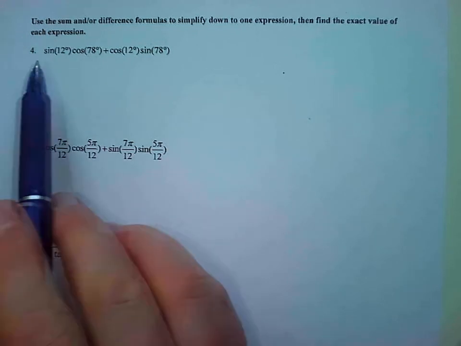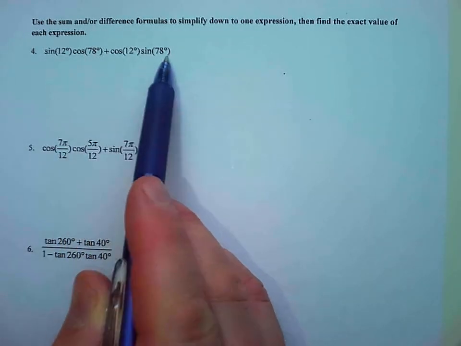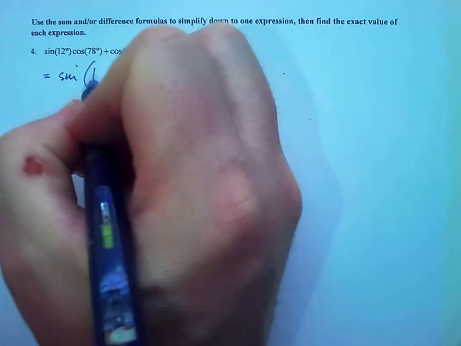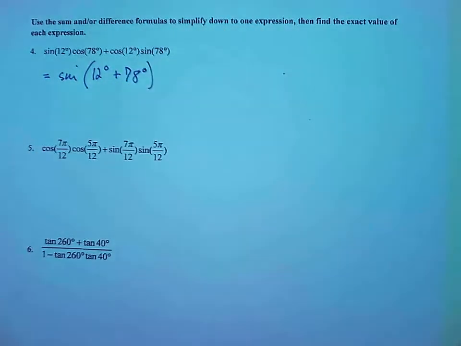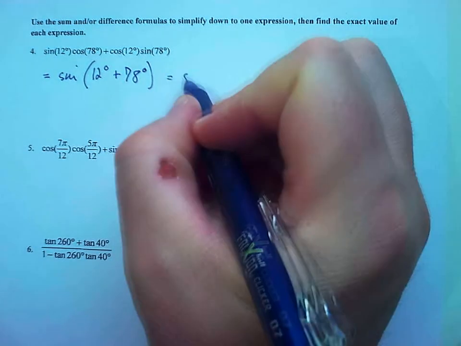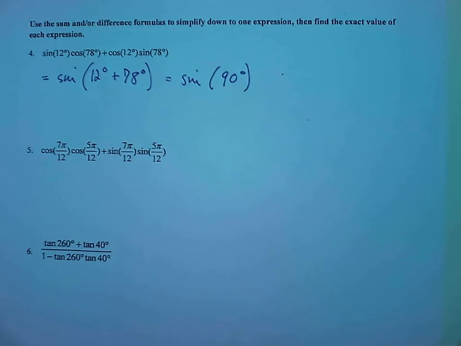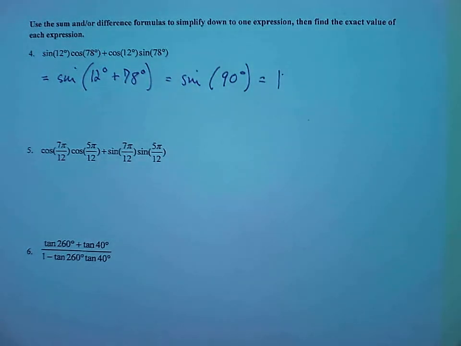So we have the sine of 12 degrees and cosine, then we have plus the cosine of 12 degrees plus the sine. So therefore this is going to be equal to the sine of the addition of these two angles. Well, if we add these two angles together, then this is going to become sine of 90 degrees. And the sine of 90 degrees we know is just equal to 1. Alright, so now let's take a look at this next one.